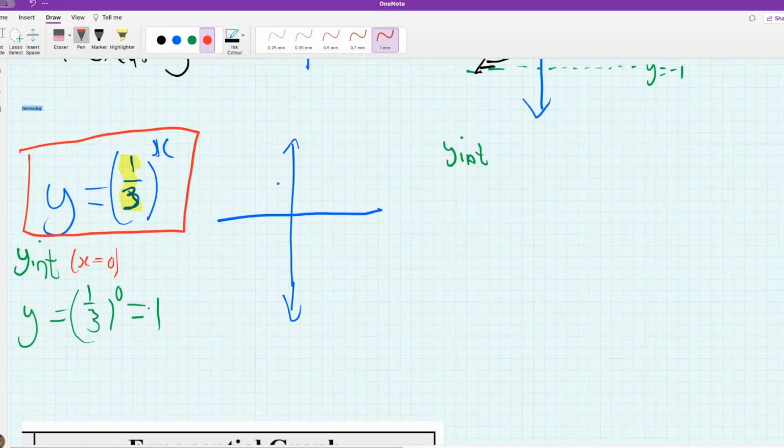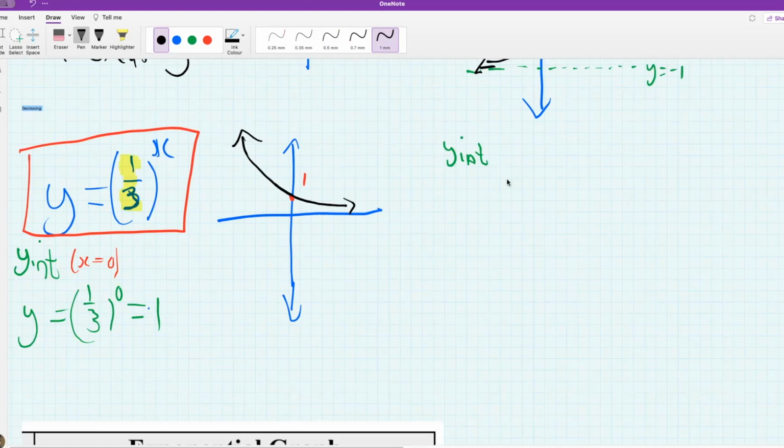I'm getting 1 again. So this value over here is going to be 1. But because this is a fraction, what's going to happen is that the shape of the exponential graph is going to look like this. Okay? It's going to be decreasing and coming down. It's almost like a plane coming in for landing. So as x gets bigger, y gets smaller.